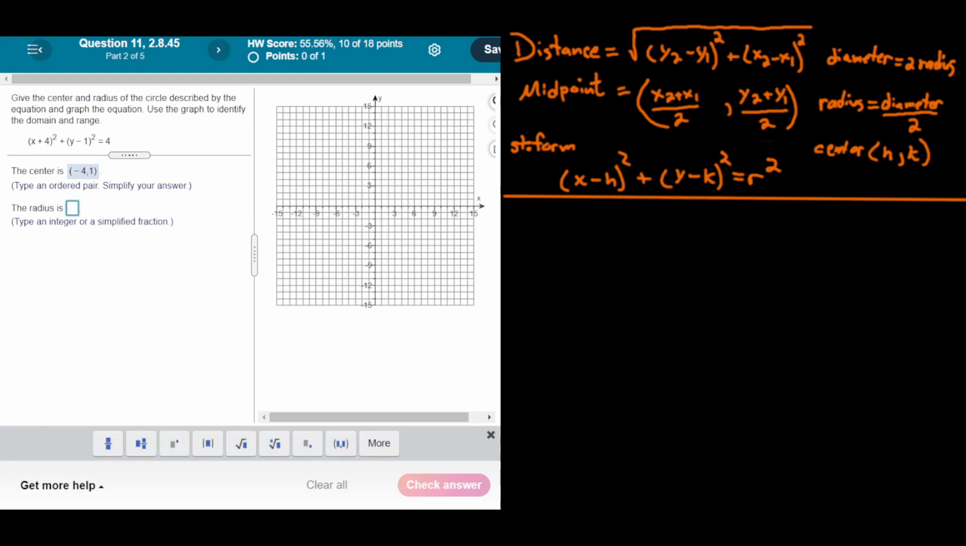Radius. The radius is r squared is equal to the 4. So if you like, you can write it down until you get comfortable. R squared equals 4. Solve for r. By square rooting, r is equal to 2.